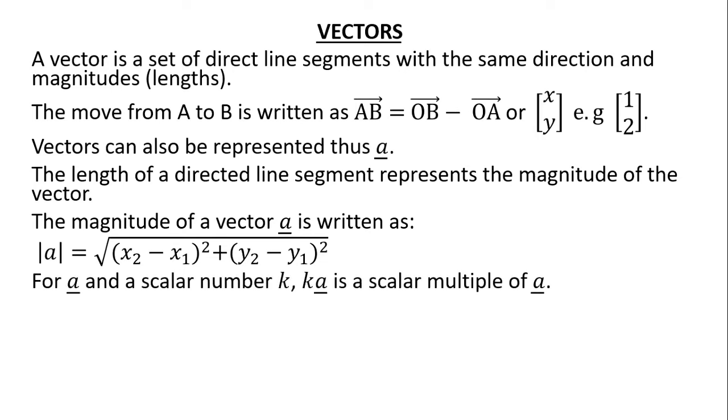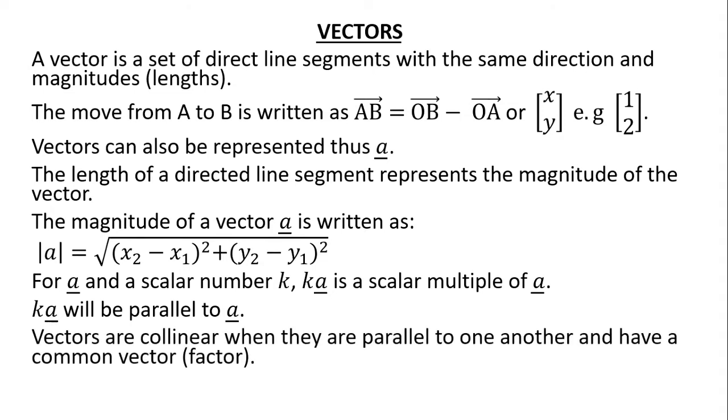For a vector A and a scalar number k, kA is a scalar multiple of A. kA will be parallel to A. Vectors are collinear when they are parallel to one another and have a common vector or a common factor. We look at some examples.